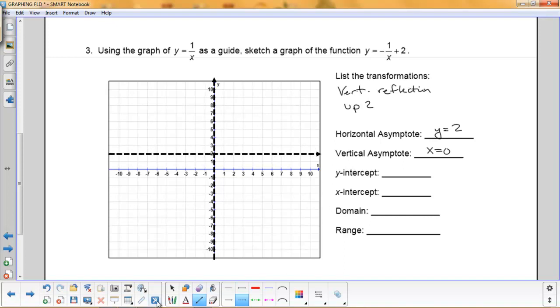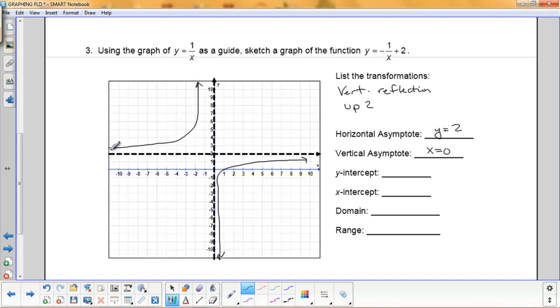Now, what was in the positive portion of the graph now reflects vertically downward. So that means this one will change to here. What was negative down here in this part of the graph, or this quadrant, is now going to be reflected to the positive side. So this one is going to be here. All right? Now what we're going to do is we're going to fill out the rest of the information.